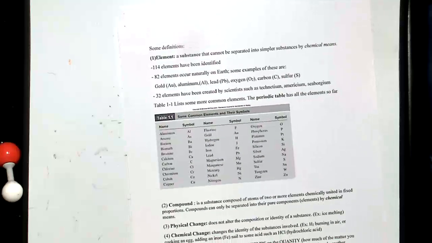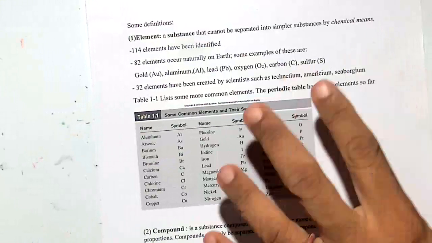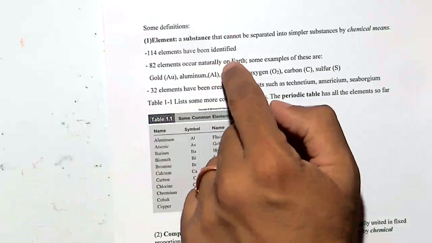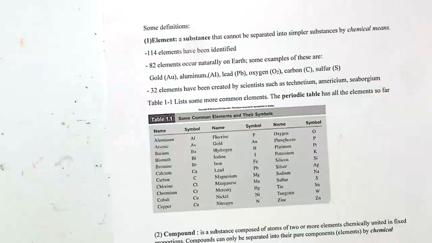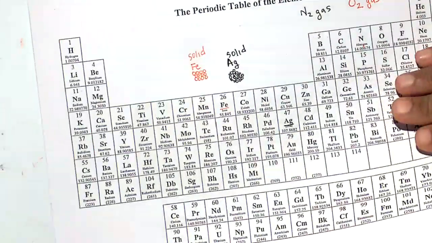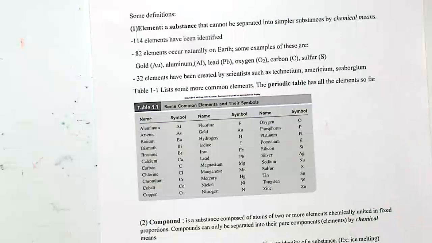Some statistics about this table, about 114 elements, 82 elements occur naturally on Earth. You can read this on your own. Some of the periodic table elements are naturally found as a gas. Some of them are naturally found as solids. Okay, the periodic table has metals. The periodic table has nonmetals. That stuff.